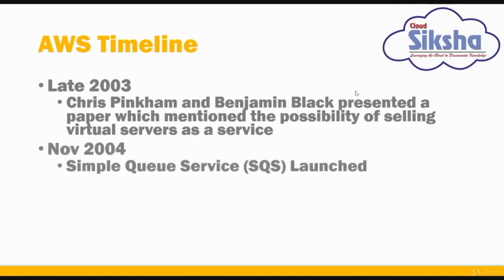In November 2004, the first offering of AWS was out. This was the Simple Queue Service, or SQS. SQS is mainly used by developers in order to communicate between two programs running on different machines. Then it took them more than 1 year to launch the next service.